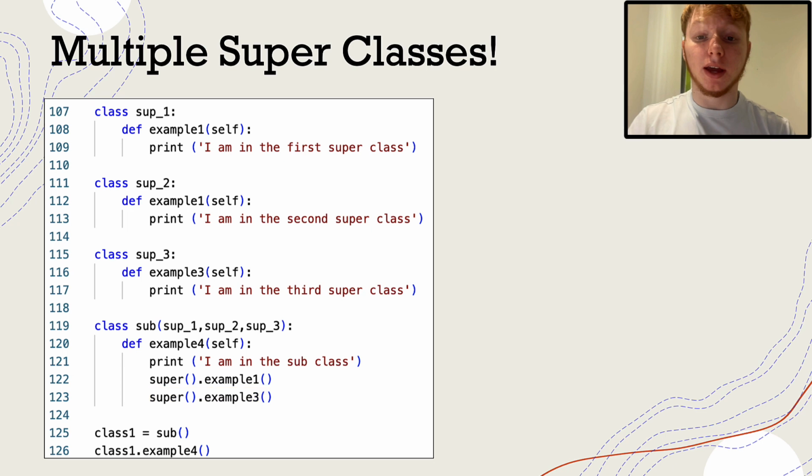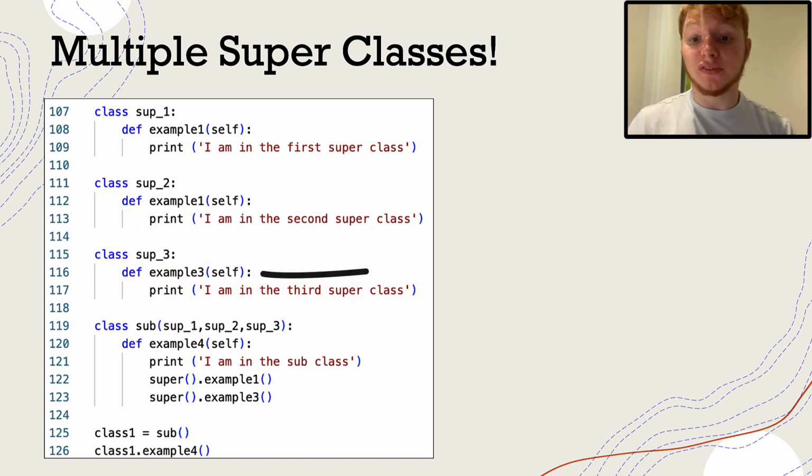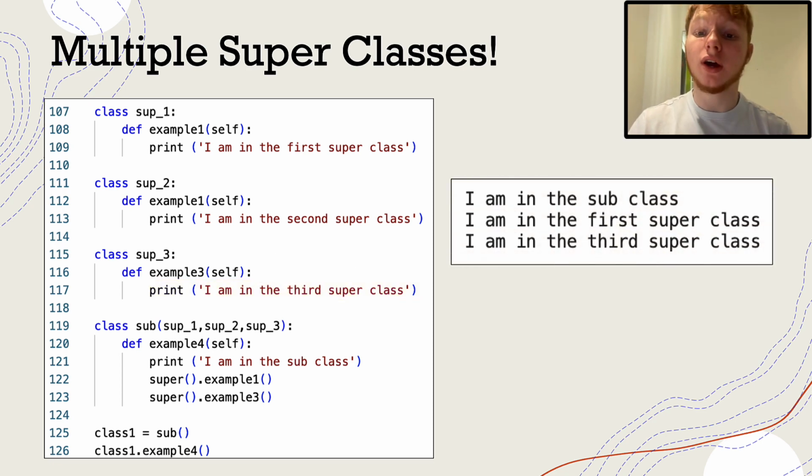super.example3. It will check sup1, it's not in there. Check sup2, it's not in there either. But then it will check sup3, finds the function in there, and therefore runs I am in the third superclass. So when we run this code, we get I am in the subclass, first class, and third class.